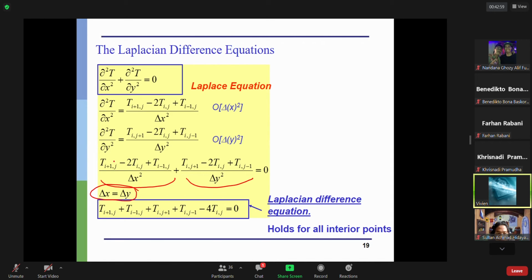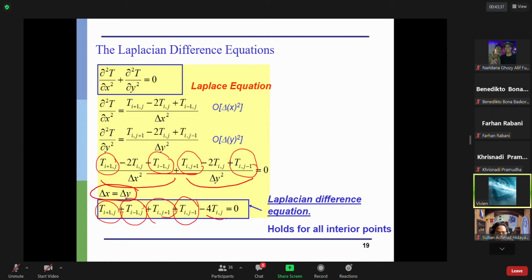So we can collect together the value of Ti plus 1, j, so that will be here, and we collect together the value of Ti minus 1, j, so this will be it. And then we have Ti, j plus 1. And we have Ti, j minus 1, we collect together. And this one will be minus 4 Tij. And that is equal to 0. So here we have a Laplace difference equation.